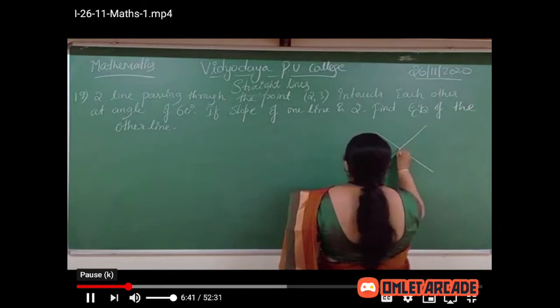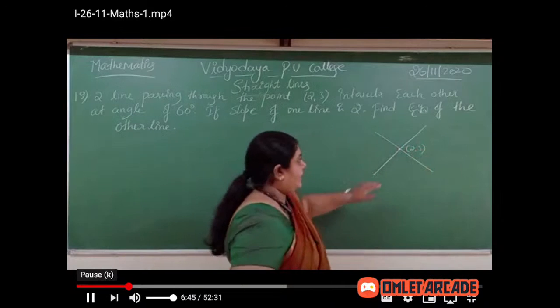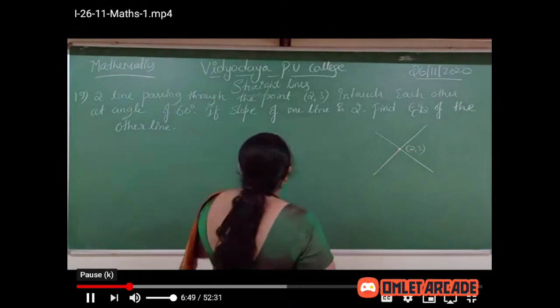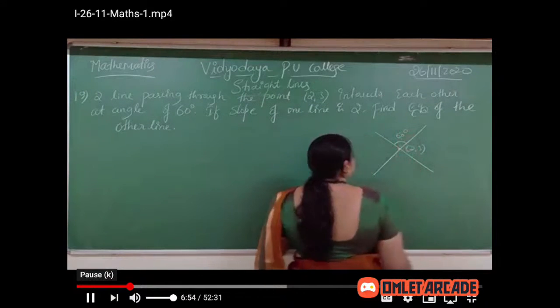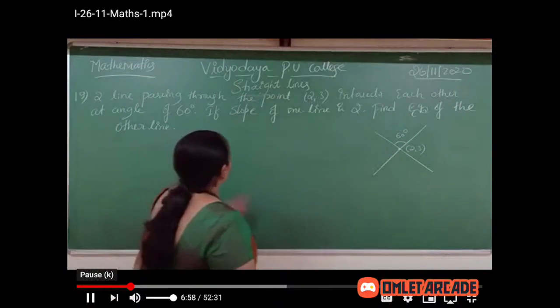Two lines passing through the point, a common point, isn't it? Because both the lines are passing through this point, can I take it as the common point, the point of intersection, (2, 3)? They intersect each other at an angle of 60 degrees. So the angle between the two lines is given.